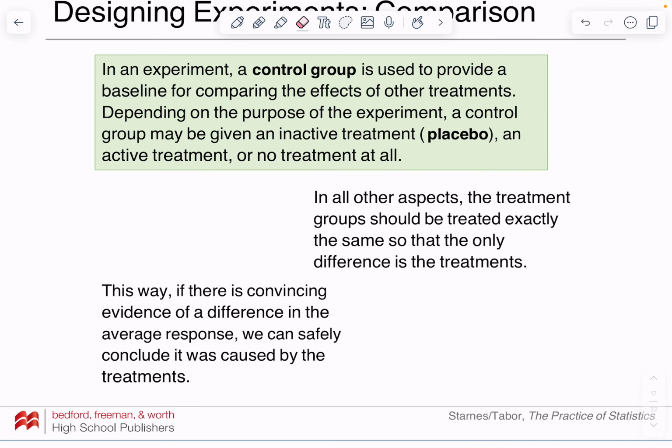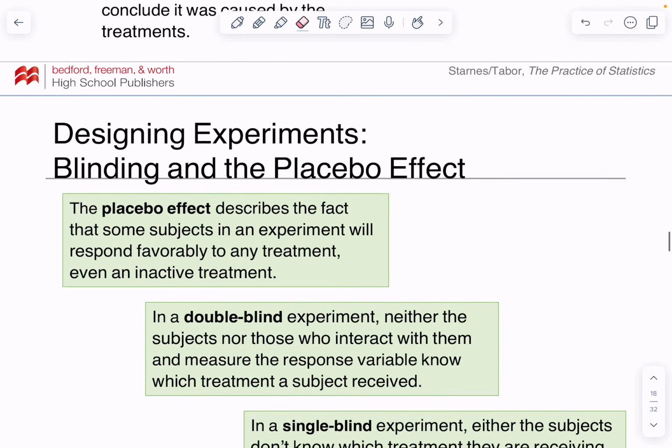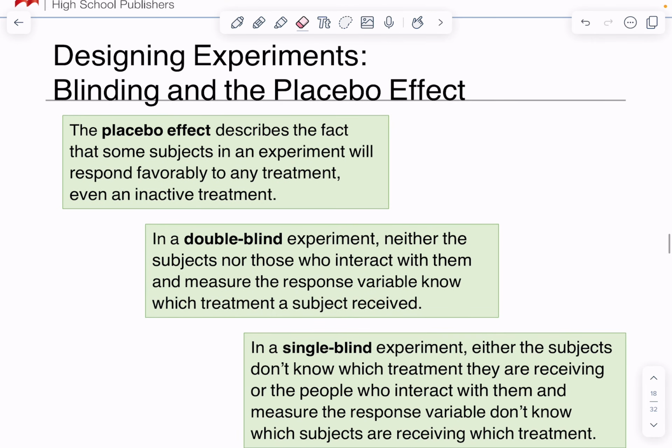Okay, that's what I just said. Cool. All right, so we also have a thing called the placebo effect. All right. It describes the fact that some subjects will, and you got to fill this out, just basically respond favorably to any treatment, even if it's inactive, even if it's a placebo.